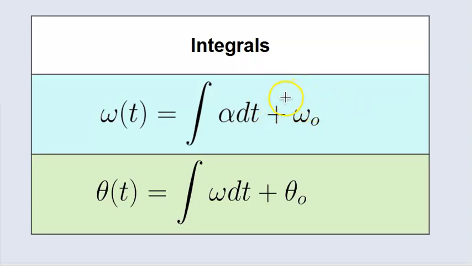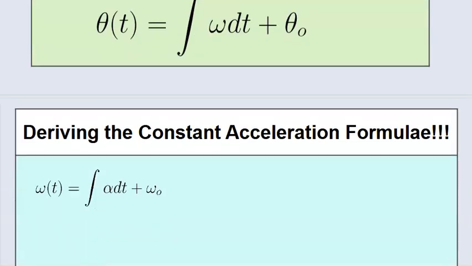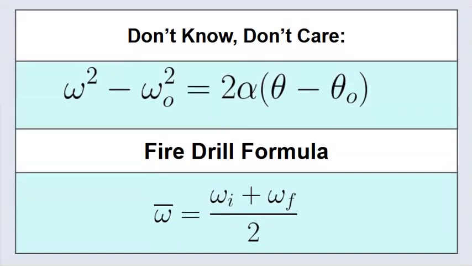And those of you who know integration constants, often but not always, I won't go into the details now, but the initial omega is your integration constant. If you're dealing with polynomials. If you're dealing with something more complicated, that's not true. Okay, we're not going to do that. All right, these formulas should look familiar. This is don't know, don't care with the new variables. This is the fire drill formula with the new variables.